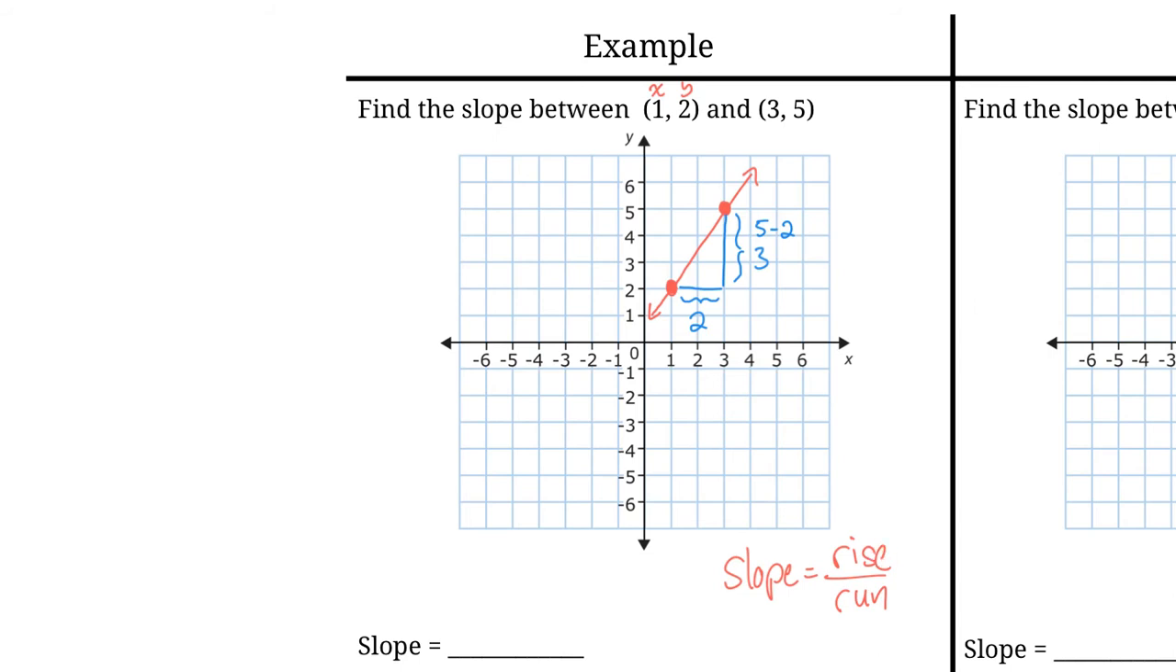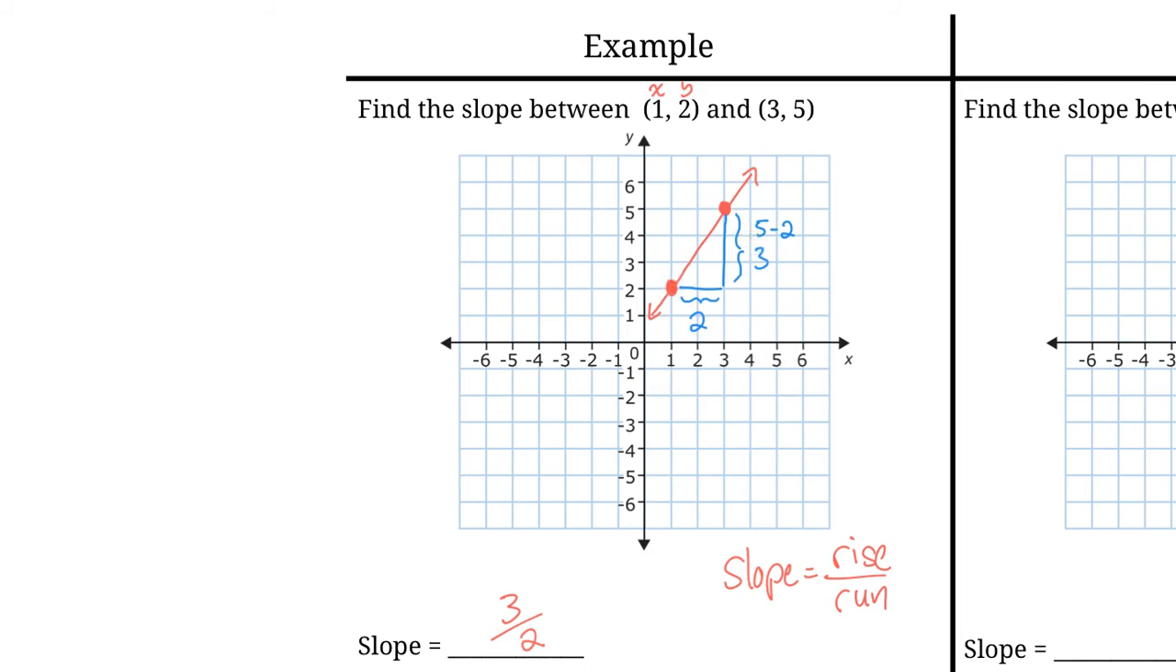So rise is the change in our y values, and run would be the change in our x values. So in this case, our slope would just be 3 over 2. And I'll show you another way to find your slope from the line on the graph without drawing this triangle.